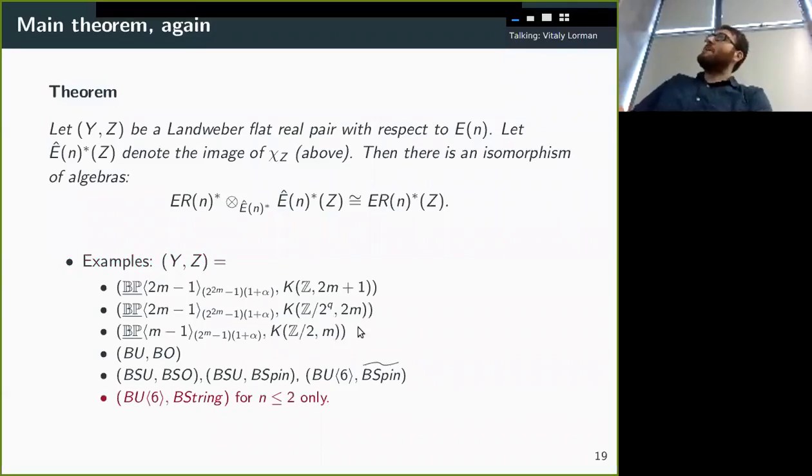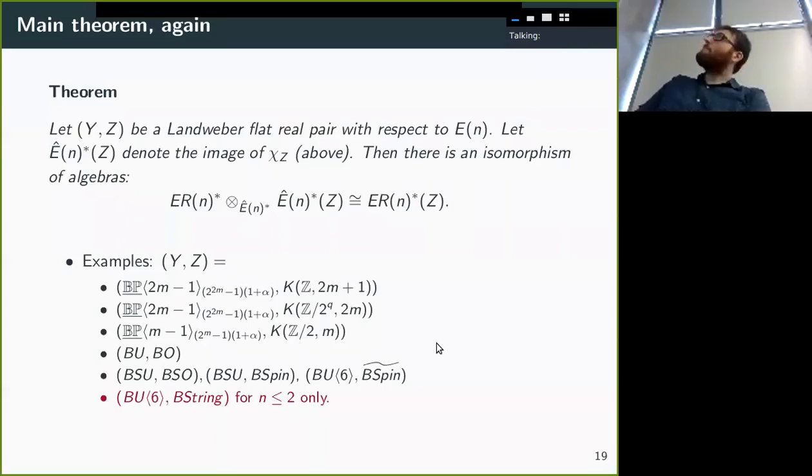So here, the space Y is sort of an auxiliary space that we need to compute the ERN cohomology of Z. At the end of the day, this is a statement about the ERN cohomology of Z and not the ERN cohomology of Y. So for the Eilenberg-MacLane spaces, we end up using spaces in the omega spectra for truncated BP, and then these are the spaces for connective covers of BO. And in particular, we also get a result for B string, but it turns out to only hold for n less than or equal to 2. All of the other results here are for all n, but for B string, it's just for n less than or equal to 2.